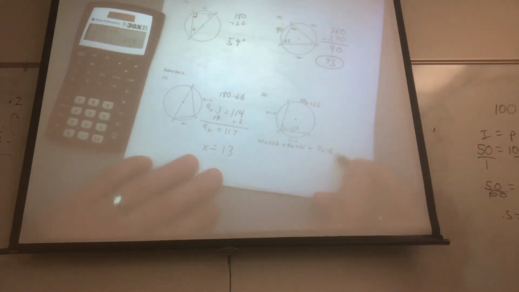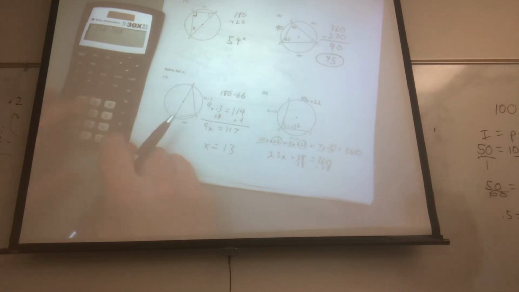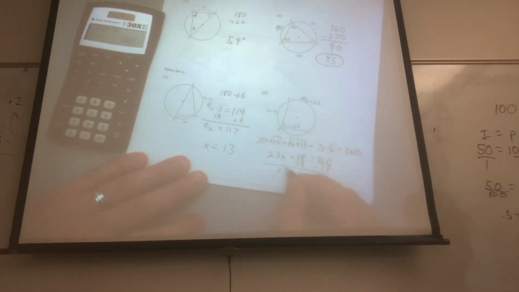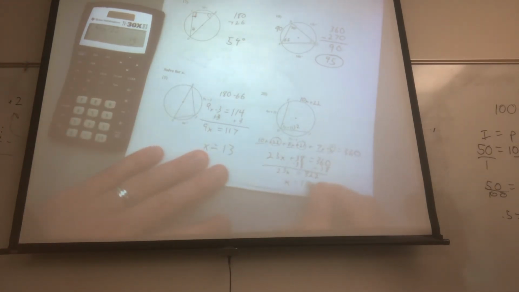All of the arcs of a circle are going to add up to 360 degrees. 10x plus 6x plus 7x is going to give me 23x. 22 plus 21 is 43, and 43 minus 5 is 38, so plus 38 is equal to 360. I subtract 38. I'm just going to rely on my calculator here. 360 minus 38 is going to give me 322. So 23x is equal to 322. So 322 divided by 23 is going to give me x is equal to 14.